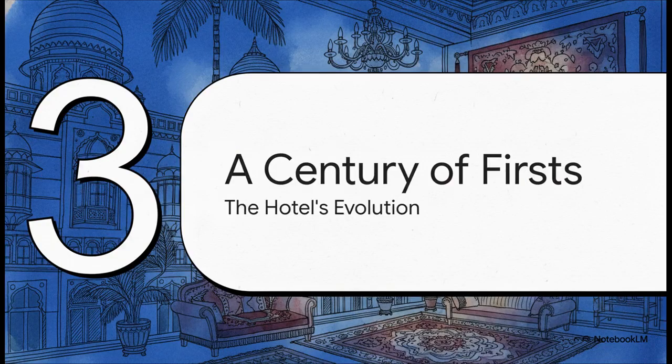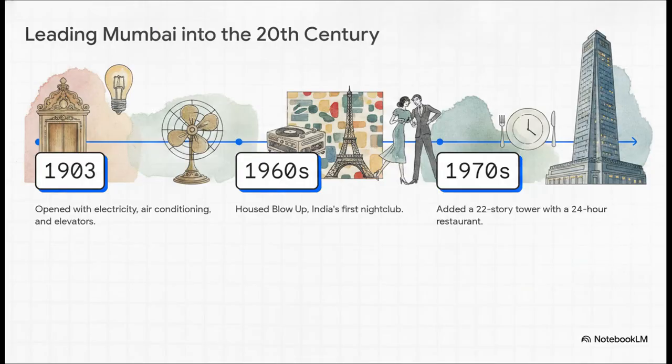All right, on to number 3, a century of firsts, looking at the hotel's evolution. So, the Taj basically dragged Mumbai right into the 20th century. When it opened in 1903, it was the very first hotel in India to have electricity, and later on, air conditioning. Tata actually went on this massive international buying spree. We're talking German elevators, Turkish baths, American electrical fans, the whole shebang.